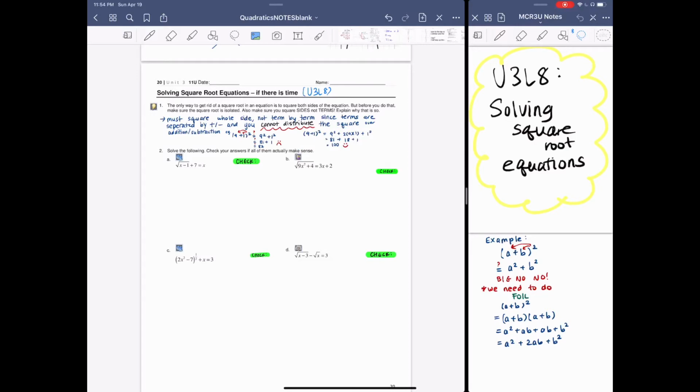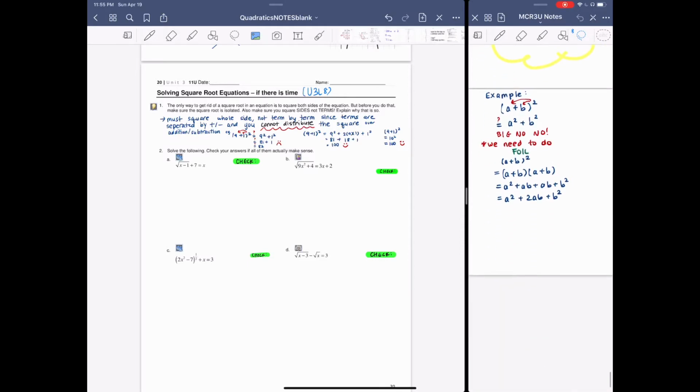You should actually be using FOIL, or the binomial expansion method. So I'm getting a squared, which is 9 squared, and then 2 times ab, which is 2 times 9 times 1, plus b squared, which is 1 squared. And so you have 81 plus 18 plus 1, which equals 100. In this case, because within the brackets you have like terms, you can also add those numbers right away and then square it, and you get 100.